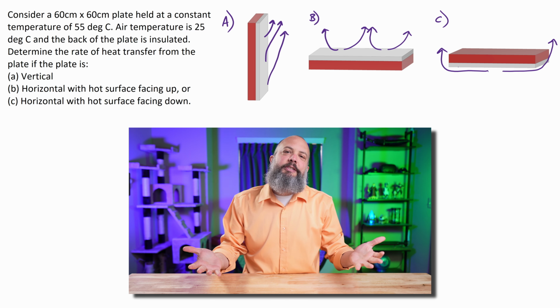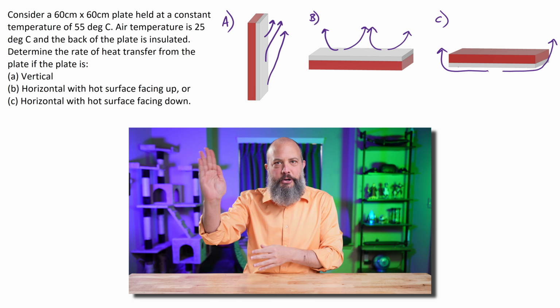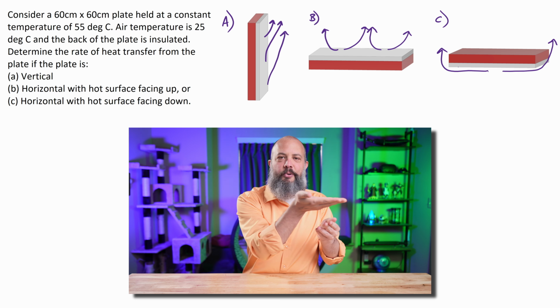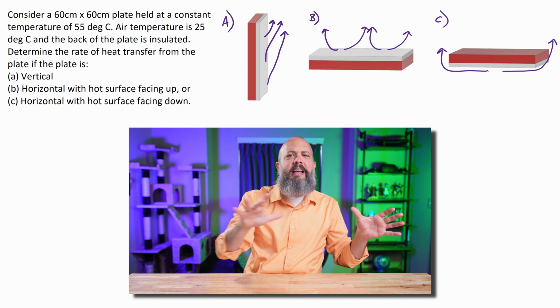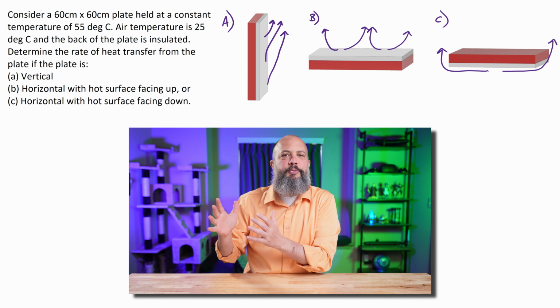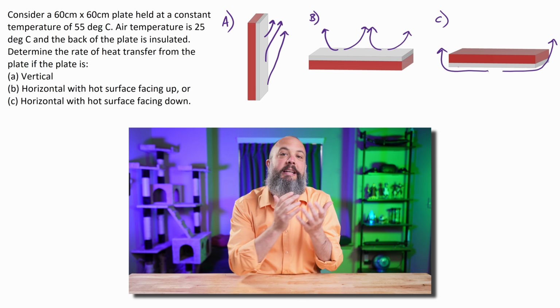So what I want you to learn in this problem is when you compare a vertical surface versus a horizontal surface with the hot side up or horizontal with the hot side down, just how do these three situations compare against each other? Like, which one has the most convection and which one has the least?